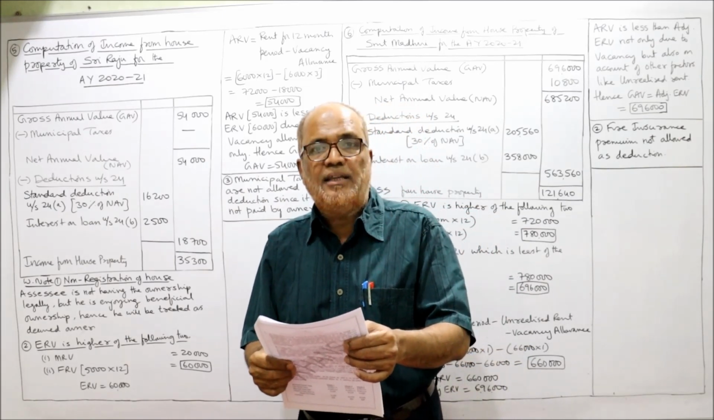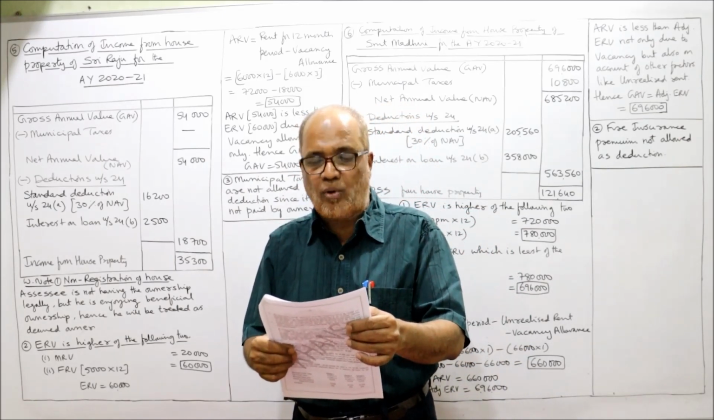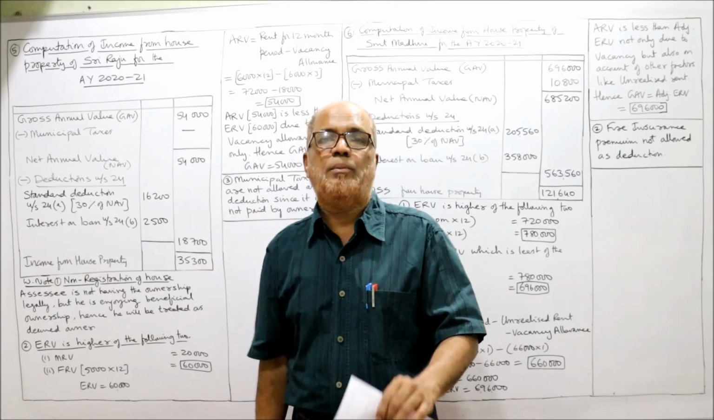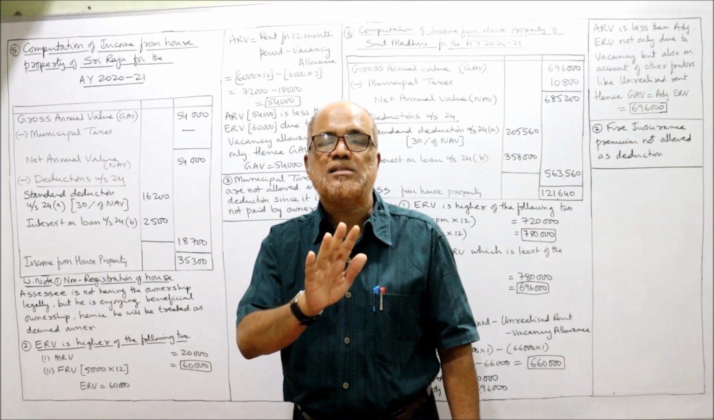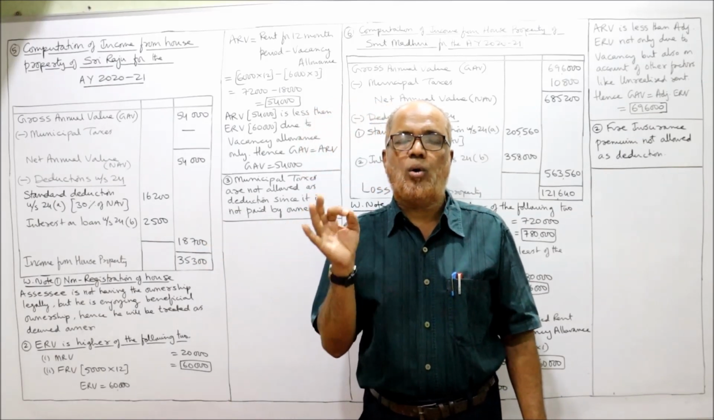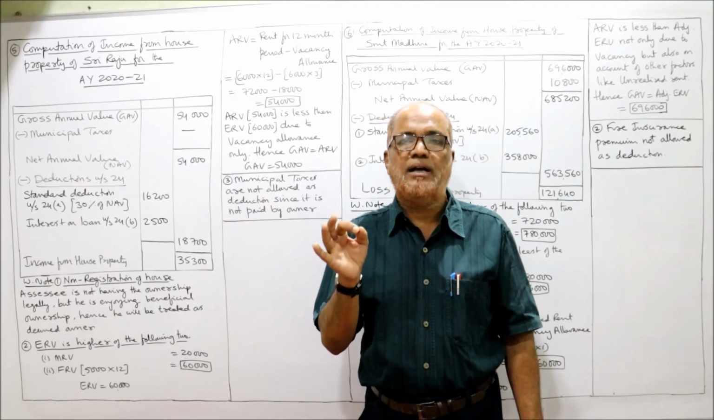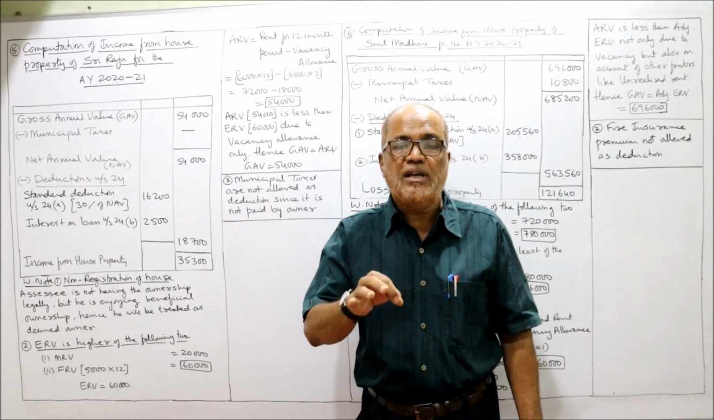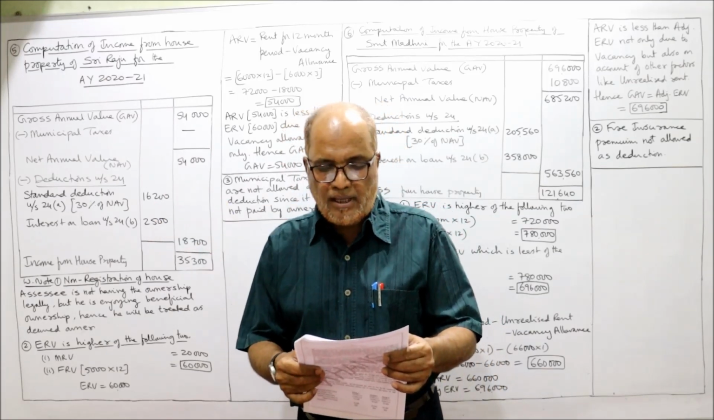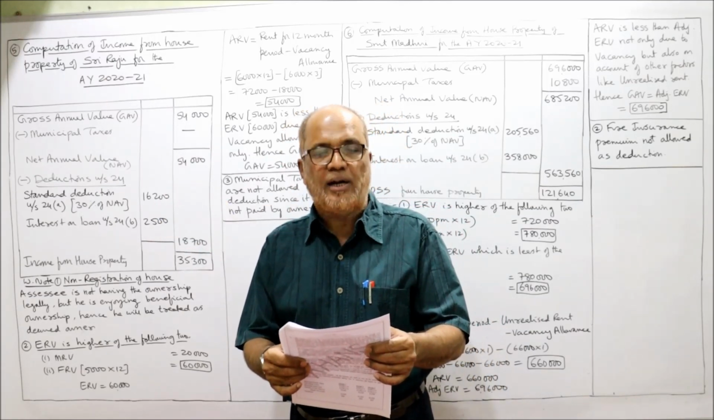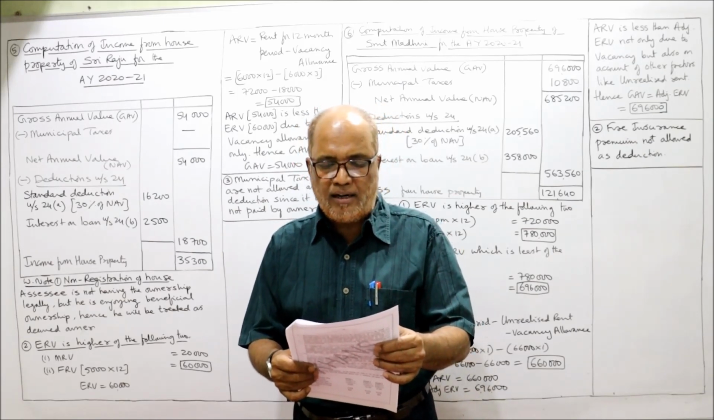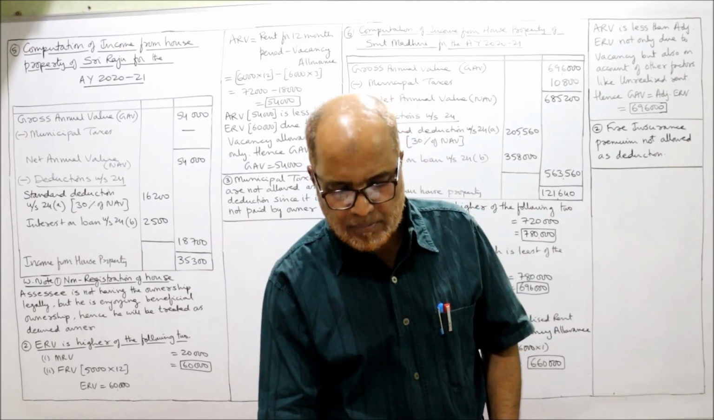Under the agreement, the tenant paid municipal taxes 4,000. According to the agreement, the tenant has to pay municipal taxes, so municipal taxes deduction will not be allowed. Municipal taxes deduction will be allowed only if it is paid by the owner. If it is paid by the tenant, municipal taxes are not allowed. Then interest paid by the owner on the loan taken to repair the house, 2,500, is allowed as deduction. Calculate the income from house property for the current assessment year.